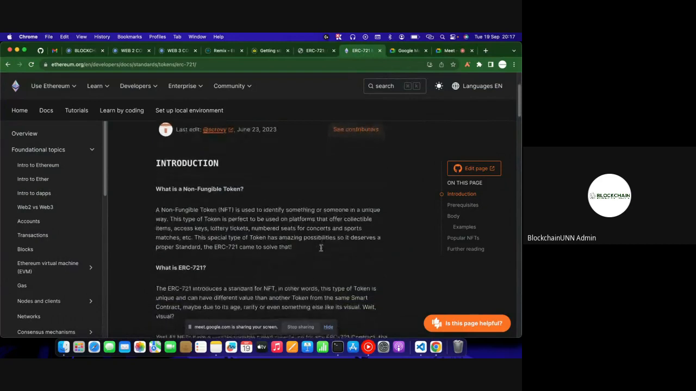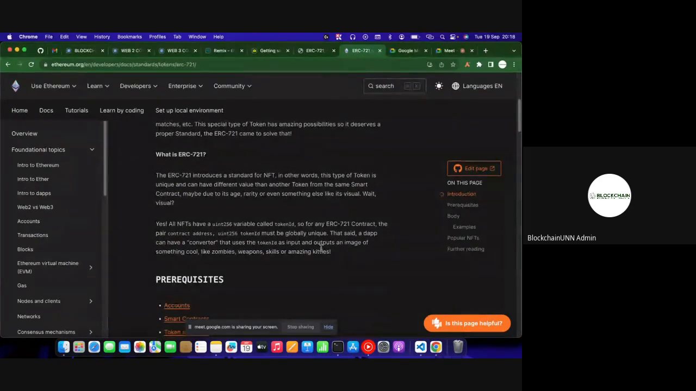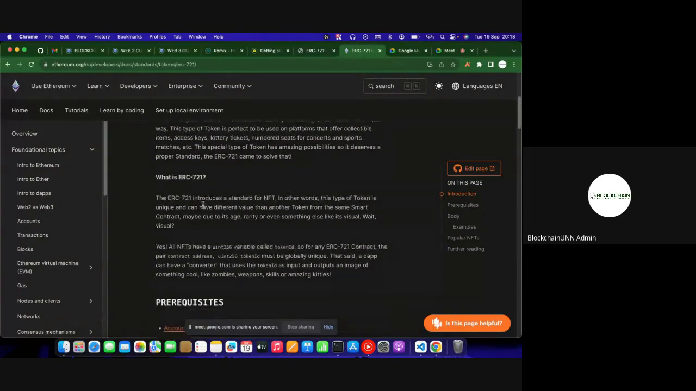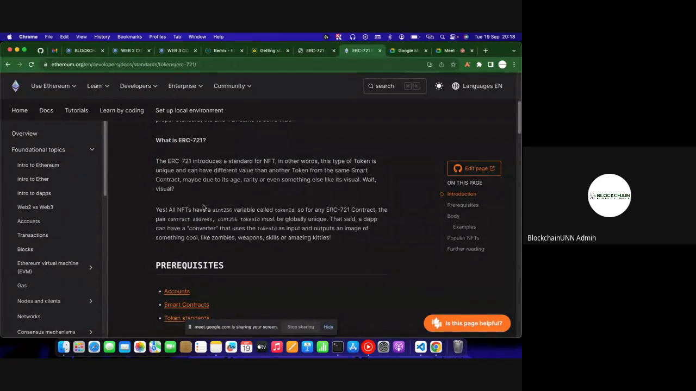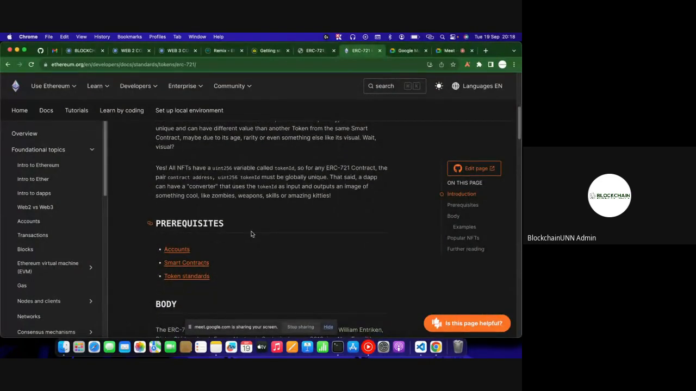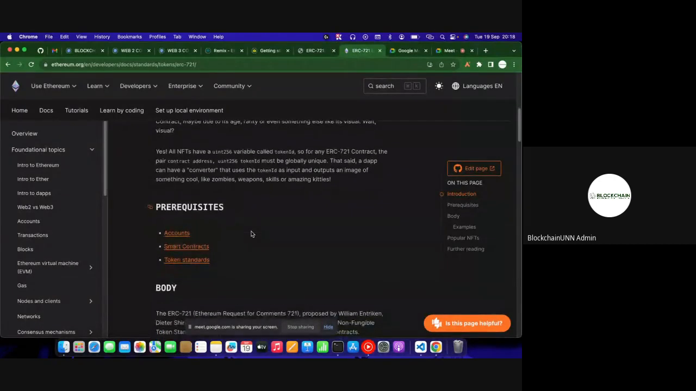But before we dive into the importance of NFTs, let's just look at what they have in the docs here. So what's ERC-721 basically? ERC-721 introduces the NFT standard. We're going to be taking a look at it, right? So an NFT basically is a type of token that is unique and can have a different value than another token from the same smart contract, maybe due to its age, its rarity, or even something else like its visuals, right? NFTs have a uint256 variable called the token ID, which can be used to represent them.